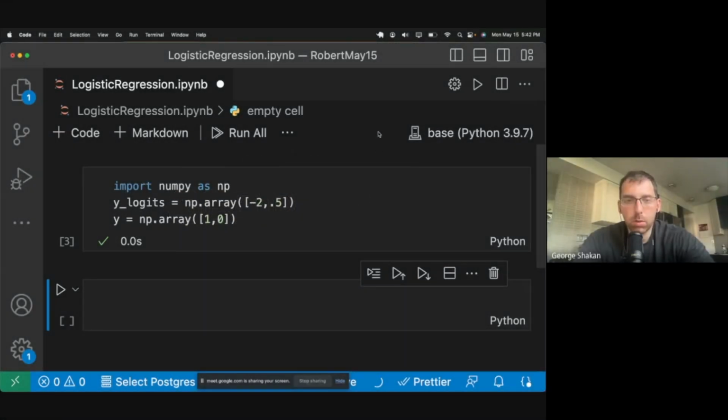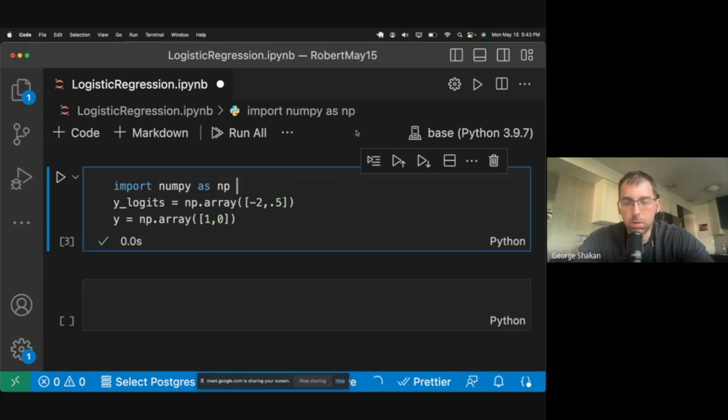Okay, hey everyone. Today we're going to talk about logistic regression and cross entropy and try to figure out what's going on there. We'll be working with Robert as he has some questions and hopefully we can answer them all. So let's just jump into it.